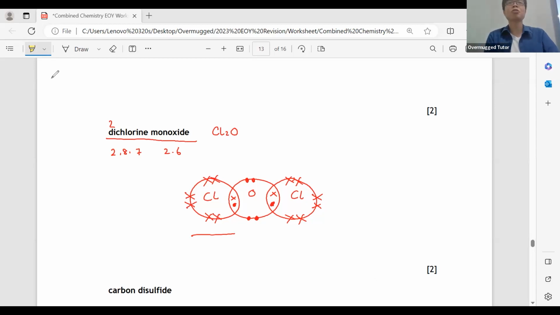Okay, so after you draw your dot and cross, just 2 things to check. If you fulfill these 2 criteria, you should be correct. All atoms and ions have a full shell. All electrons are paired. For both ionic and covalent, if you satisfy these 2 rules, you should be correct already. No electrons should be left alone like this.